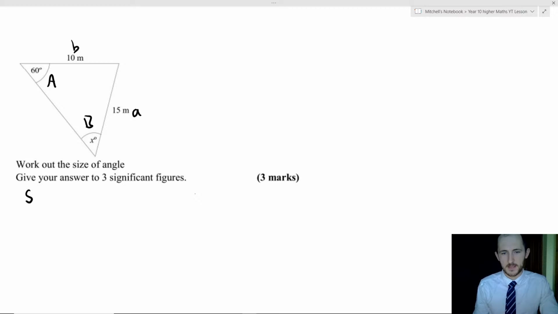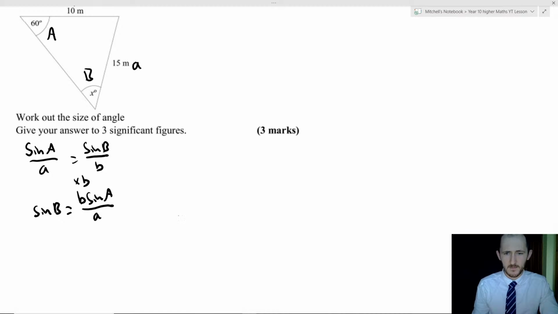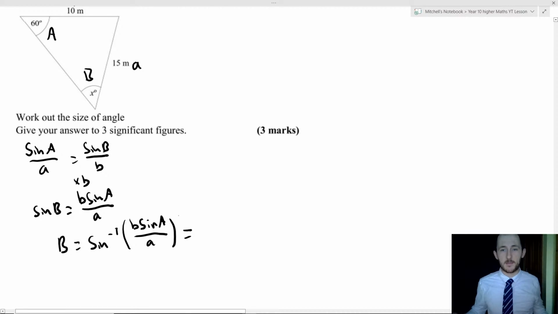Okay. So again, let's do sine A over a equals sine B over b. Multiply both sides by b, and we get that sine B equals lowercase b sine big A all over lowercase a. Once again, we're looking for an angle, so let us inverse sine both sides to get B equals sine inverse of lowercase b sine capital A over lowercase a, and we're done. Now we just need to sub in the numbers, okay? b is 10, not too bad.